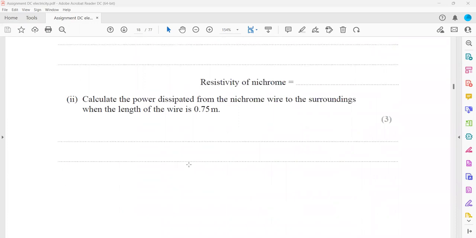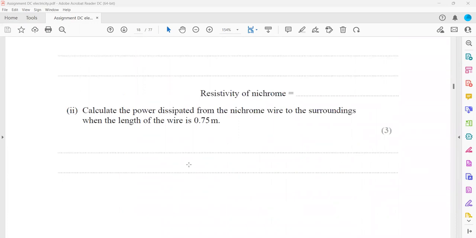The next part: calculate the power dissipated from the nichrome wire to the surroundings when the length is 0.75 meter. So power dissipated means how much power is lost when the length is equal to 0.75 meter. We have different formulas of power. P is equal to I square R. P is equal to V square over R. First we'll use P is equal to VI. The current does not change when we want how much power is dissipated at 0.75 meter.